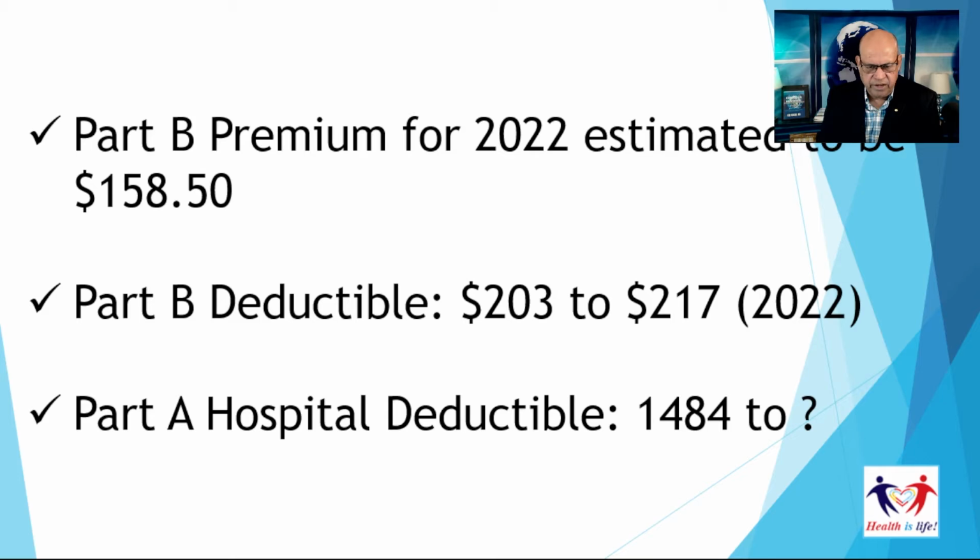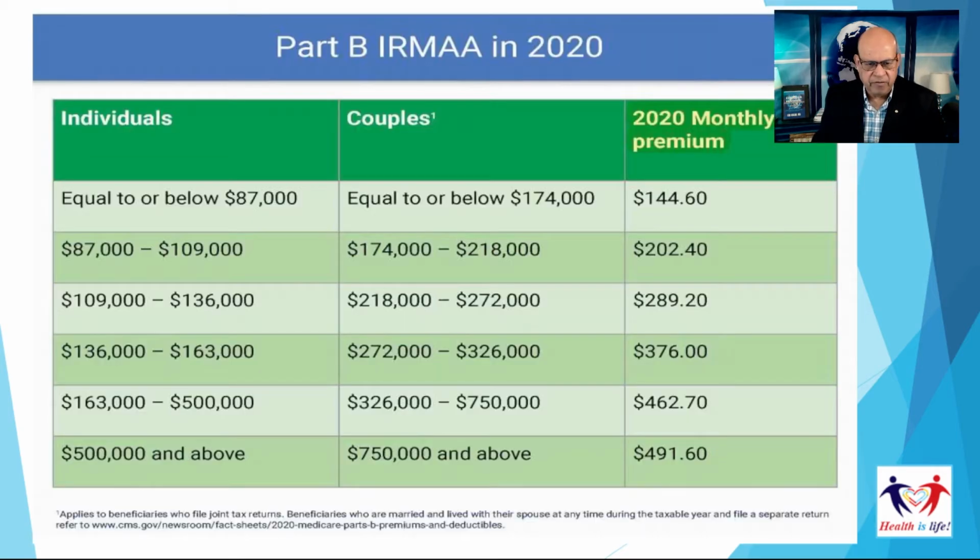The hospital deductible has not been announced yet, but for 2021, the hospital deductible was $1,484. Just keep that in mind. And of course, if you are a high income earner, if your income is like $200,000 or $300,000, your Medicare Part B premium is going to have an extra premium for keeping your Medicare Part B plan.